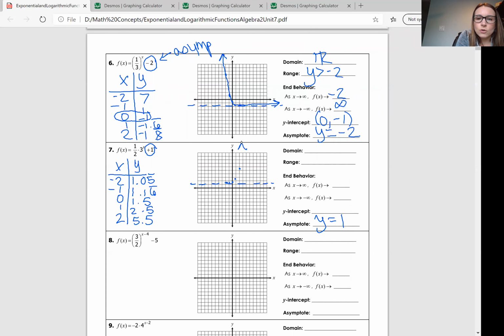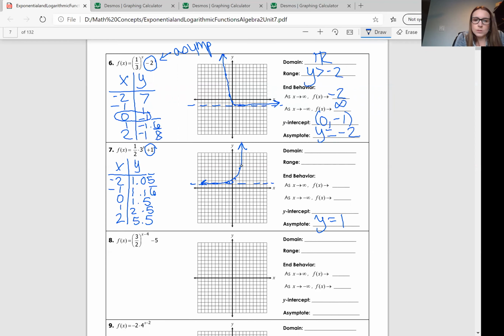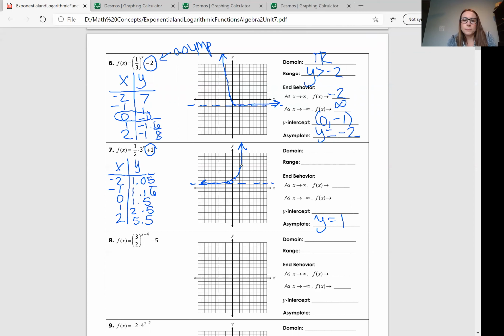Again, you don't want to draw this line under the asymptote. It cannot cross that asymptote there. So again, your domain, hopefully we all know at this point, is all real numbers. Range. Everything is above what line? The asymptote, which is 1. So it's y is greater than 1.